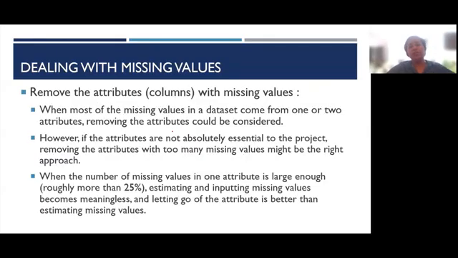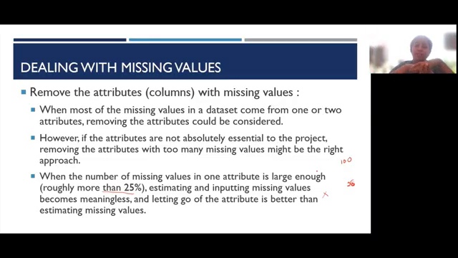Another thing you can do is remove the columns. Your entire column you can remove. For example, usually if an attribute has more than 25% missing values, let's say there are 100 rows in a column, and in one column 25 of them have missing values. That means 26, let's say, more than 25%, then you can remove it. If more than 25% of the data is missing in one column, you can remove it, right?